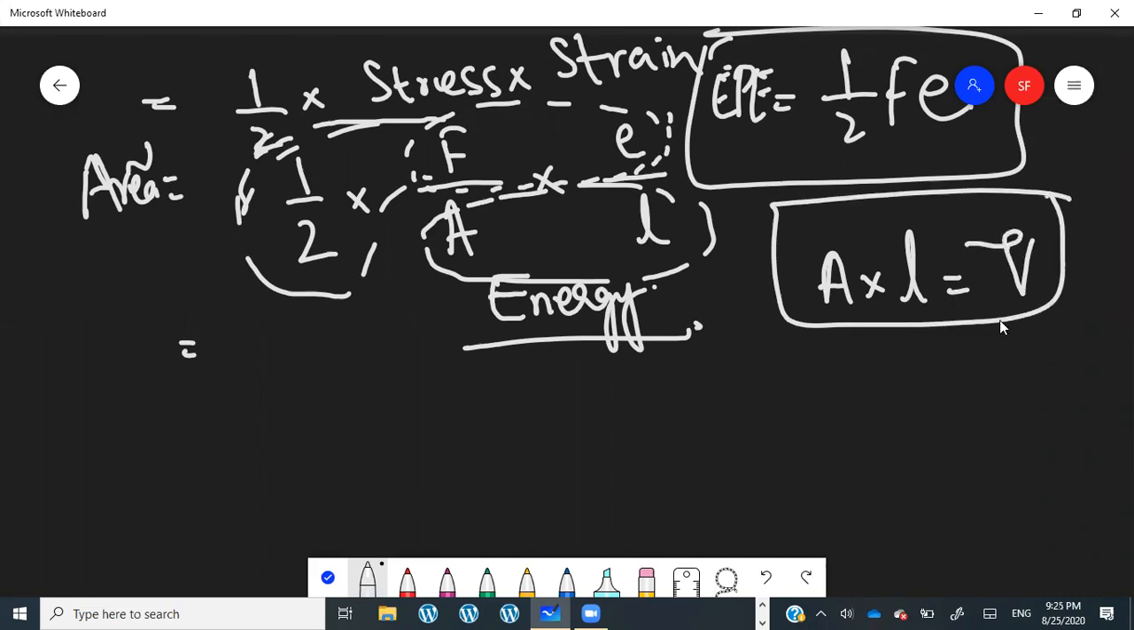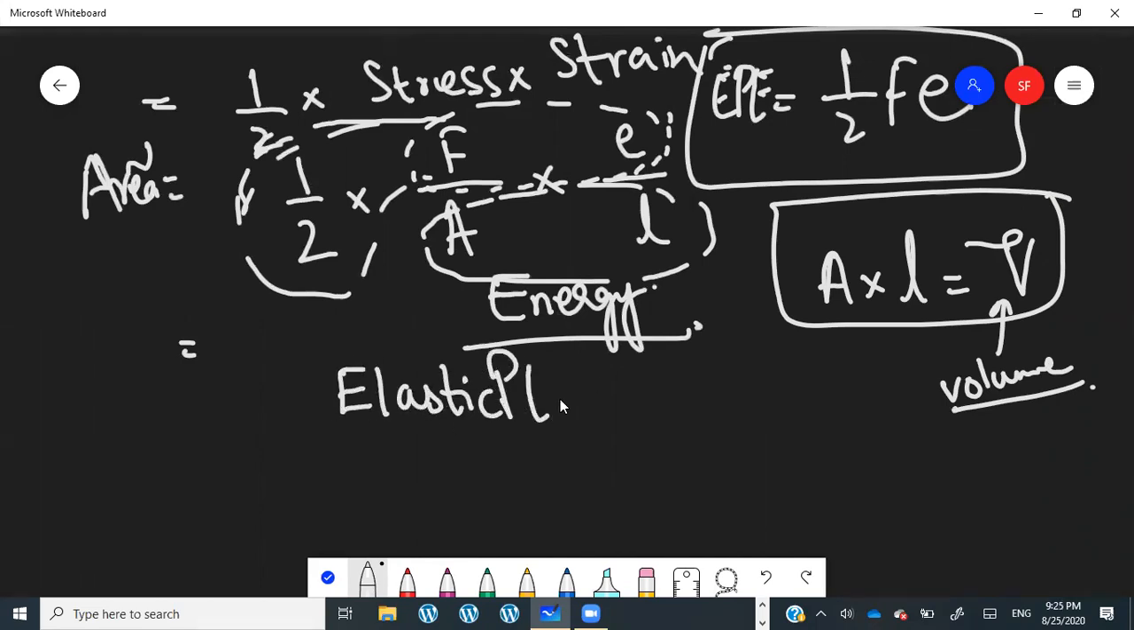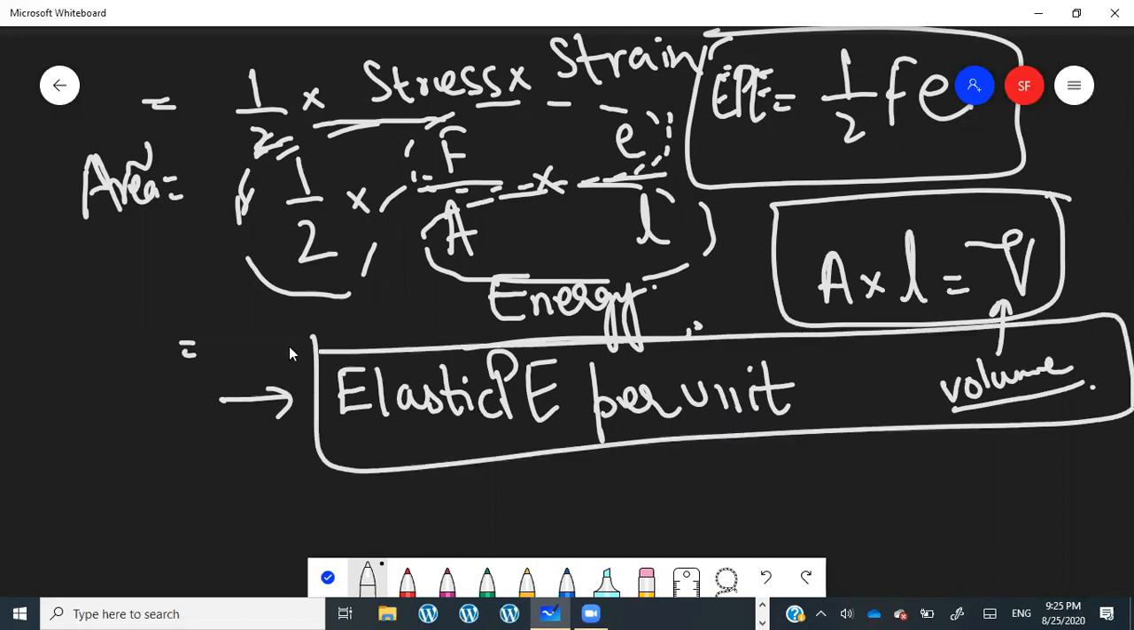B? Yeah, volume. Cross-sectional area into length is volume. So this is going to become elastic potential energy per unit volume. Elastic potential energy per unit volume can be calculated using the area under this graph.